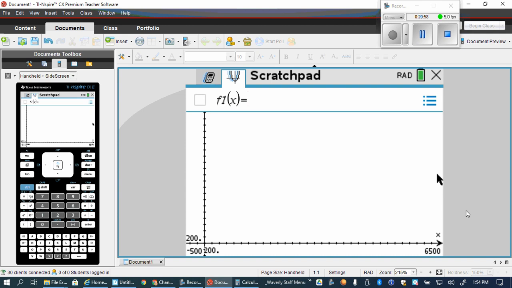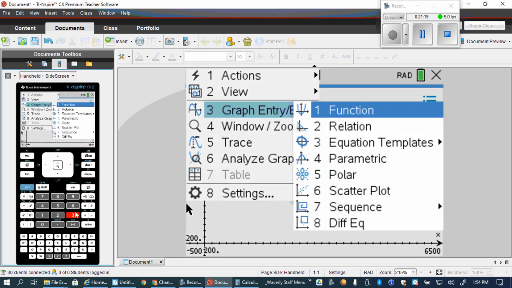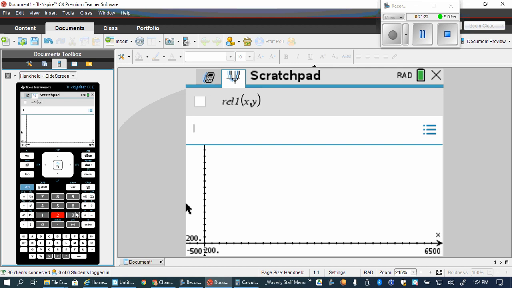All right, let's start putting our relations in here. It just can't exceed. We can't exceed. So I don't know if there's a shortcut, if I do menu and then graph edit entry and 2, is there a quick way to get to that? Menu, graph edit entry, and then relation.